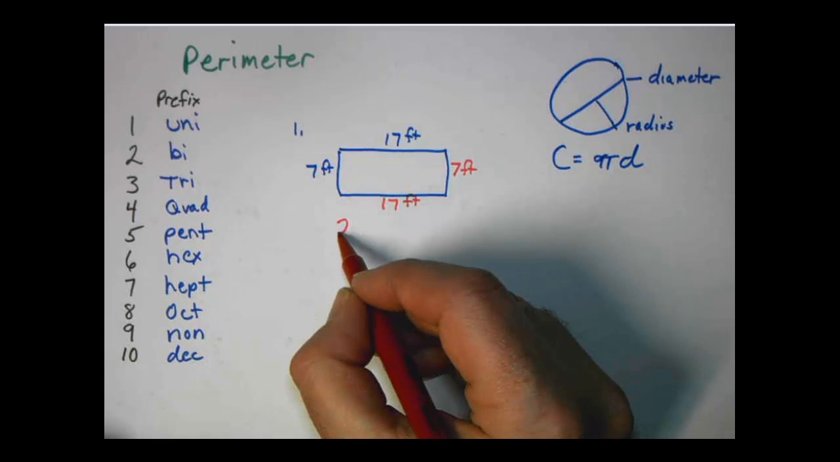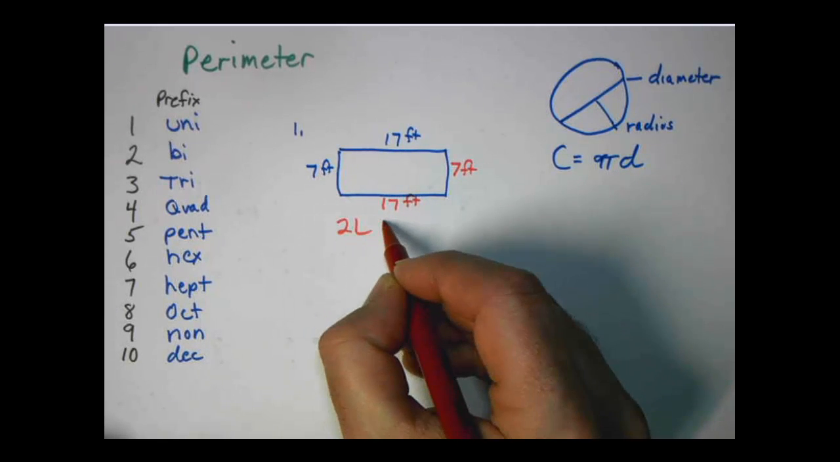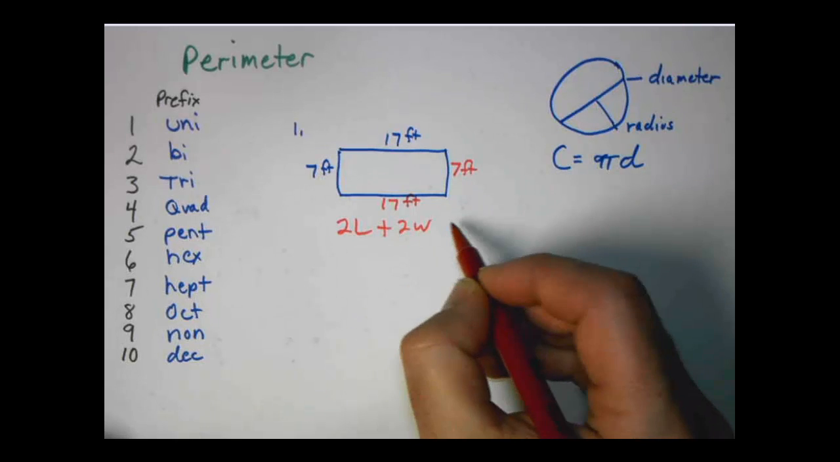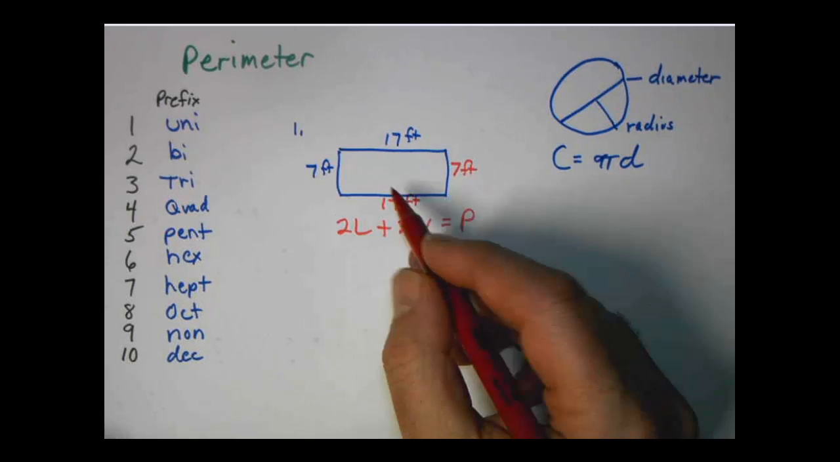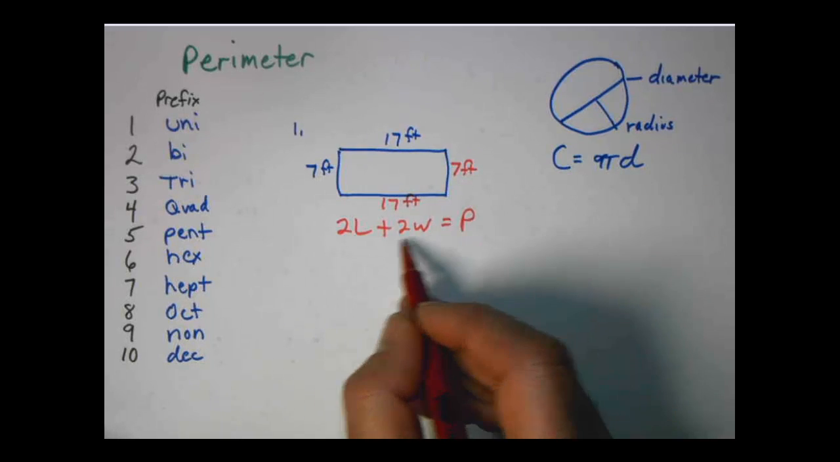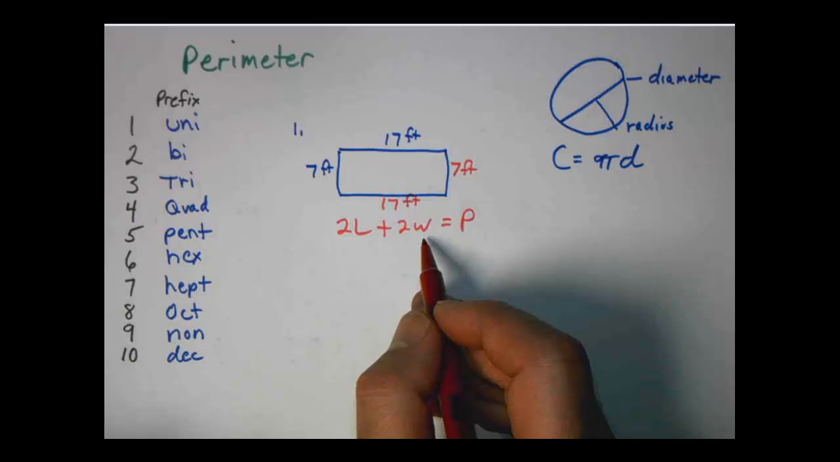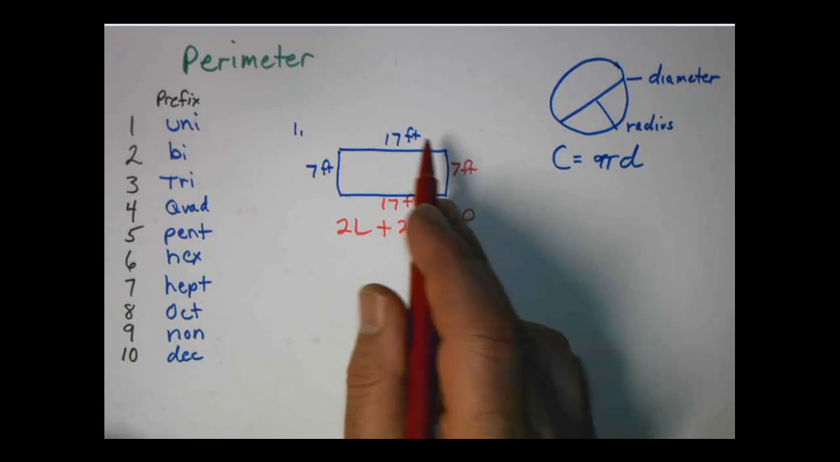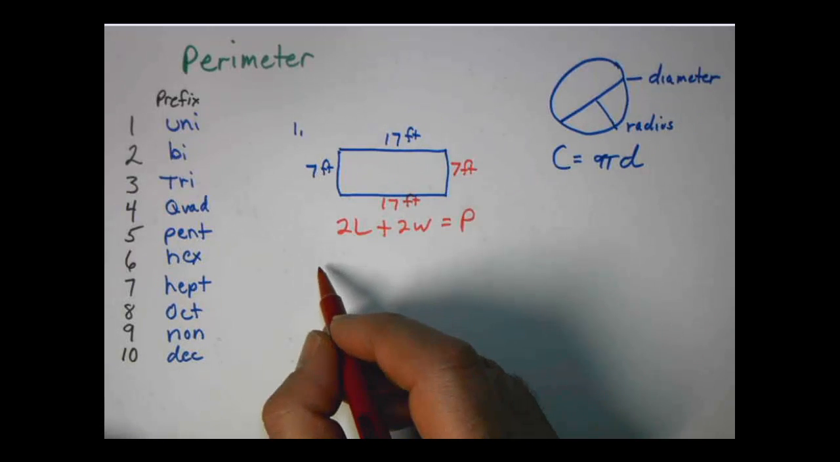Or remember, the formula is going to be twice the length plus twice the width equals perimeter for rectangles. Our formula should already have been in our notes from an earlier section, but again, perimeter is just adding up the sides. Doesn't matter what the shape is.